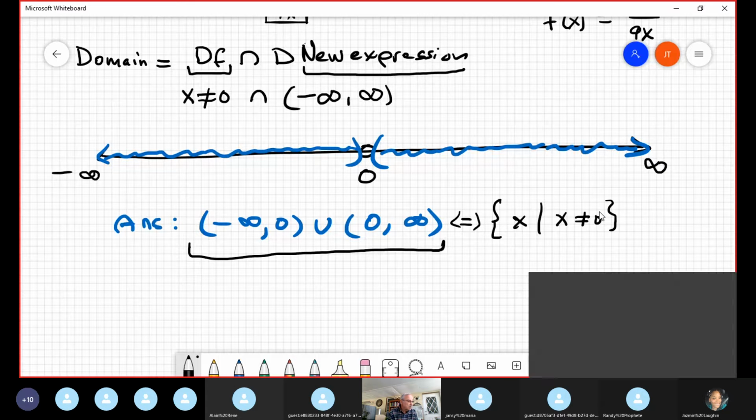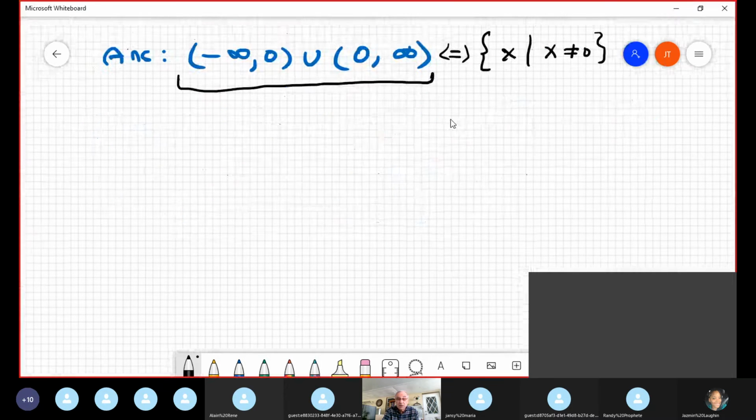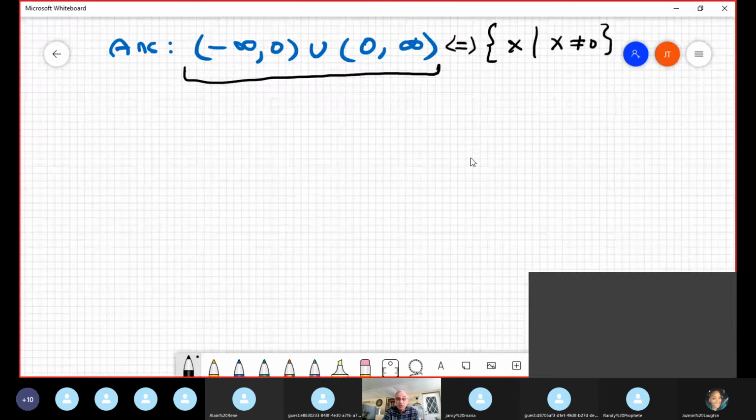Do you want another example? Okay, no question. Do you want another example? Okay, I have here on one paper another example, but not the composition, the combination. Combination using multiplication and subtraction. So another possibility to combine functions is using arithmetic operations.